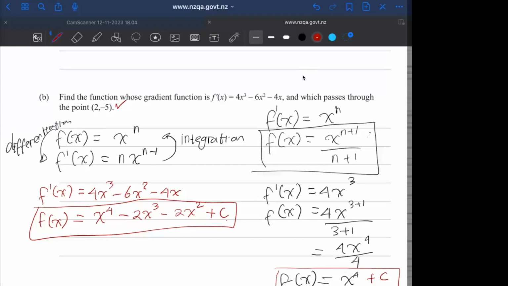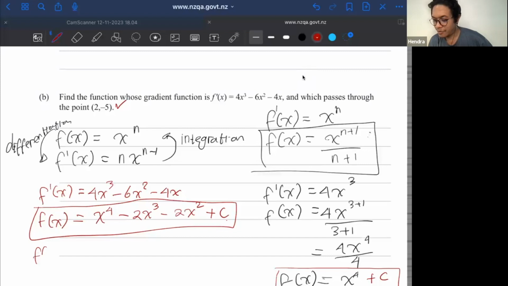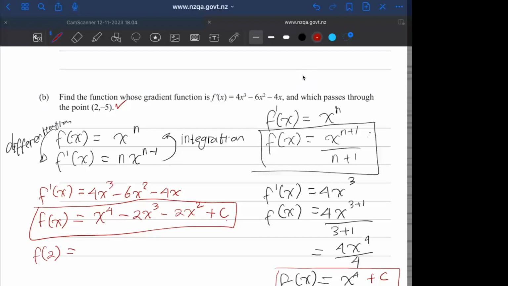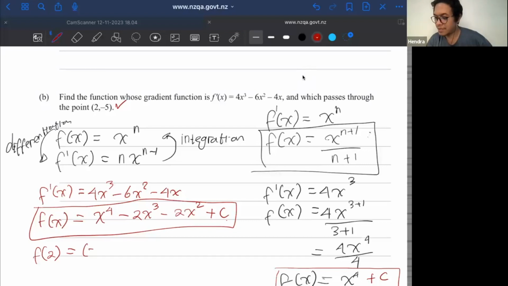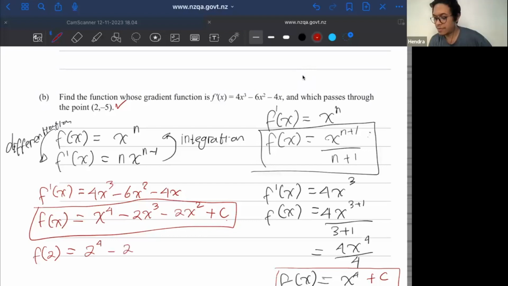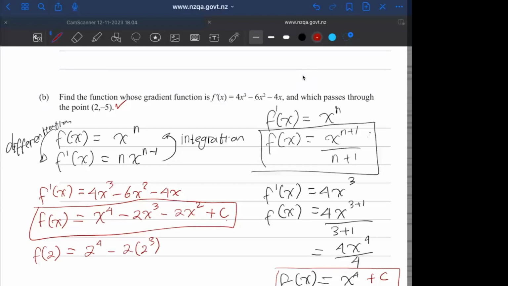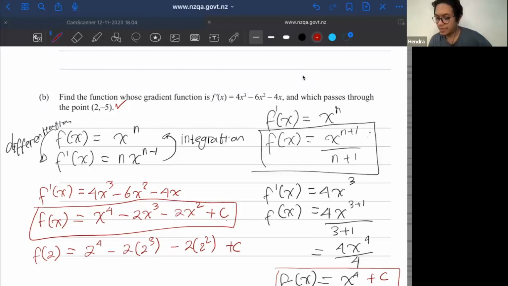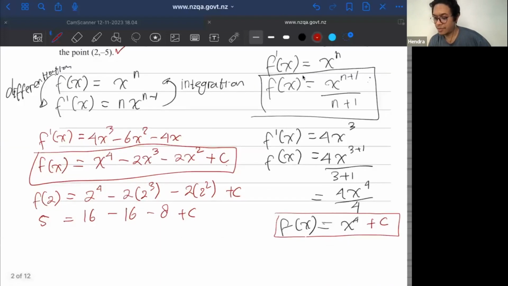Plus c, and that means f(2) equals negative 2 to the 4, so it's 16 minus 2 times negative 8, which is plus 16, 16 again, minus 8 plus c. Wait, but isn't it minus 5?